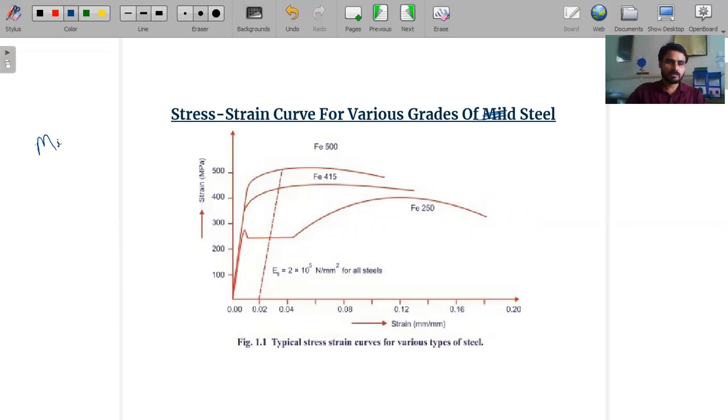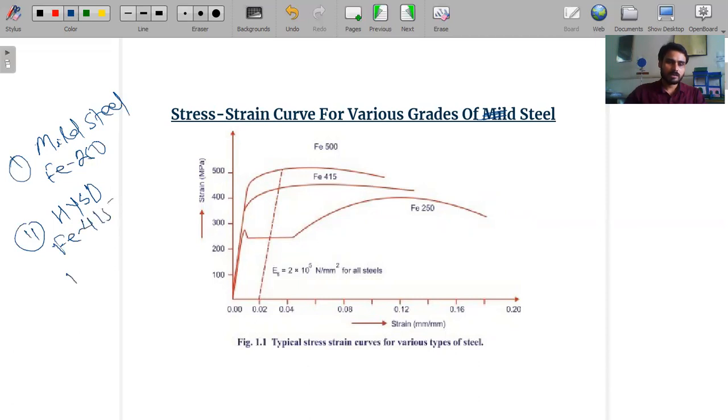First one is mild steel. We denote it as Fe 250. Second one is HYSD, high yield strength deformed bar. Under this category we use Fe 415 and Fe 500. Third one is TMT bar, thermomechanically treated bar. This is also a grade of steel that we are using very frequently nowadays in our structures because of a few advantages of this grade of steel.